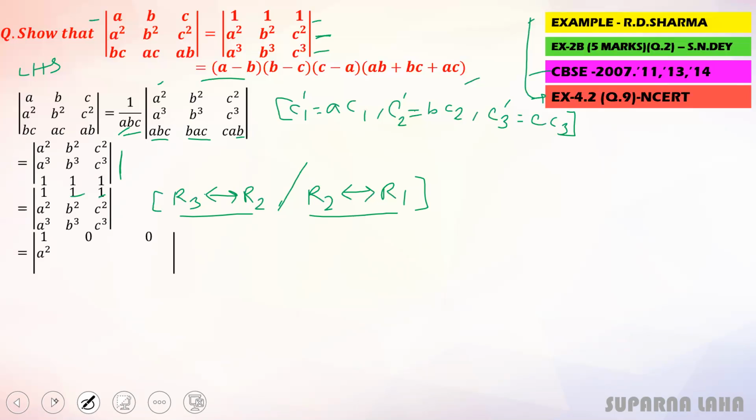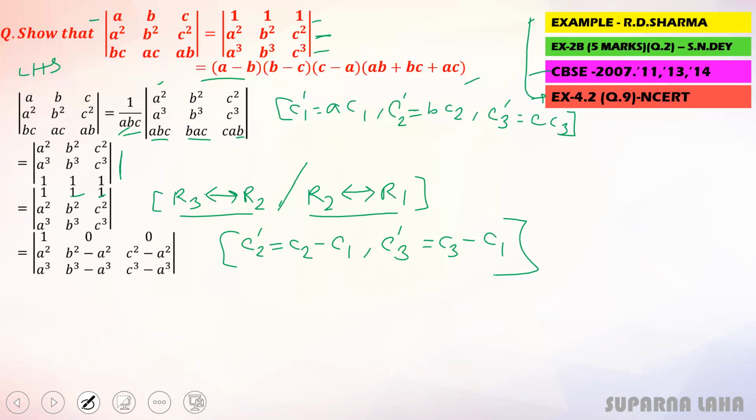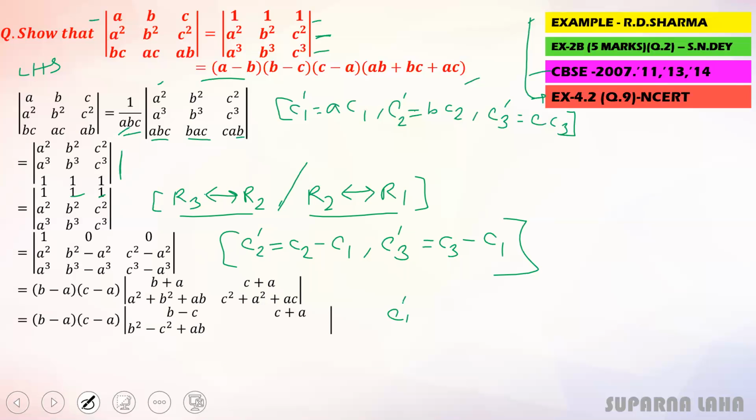This is your work. So make it 0. That means column 2 dash is given by column 2 minus column 1, and column 3 dash is given by column 3 minus column 1. Apply these two operations and just simplify it. Take B minus A, C minus A common and just write down this determinant value with respect to this first row. So we'll find this one. Now again subtract, column 1 dash is given by column 1 minus column 2. So we'll find another factor. This is B minus C, this factor.